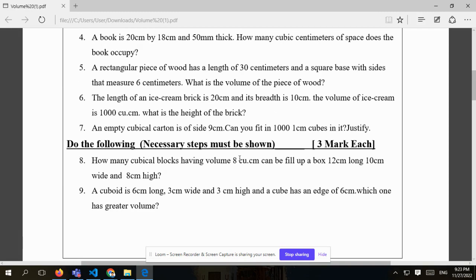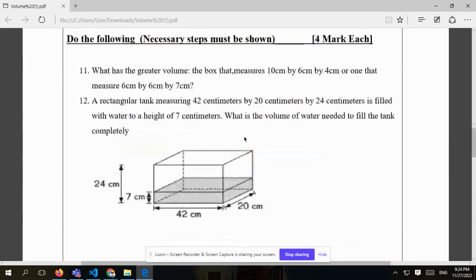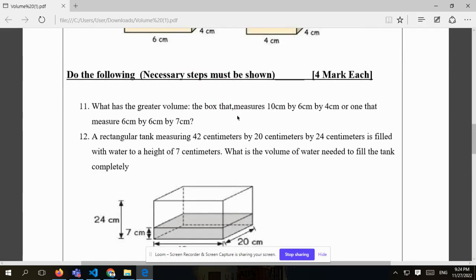Okay, the length of an ice cream brick is 20 and width is centimeters. Ice cream brick means what? Kind of cuboid, I think. The volume of ice cream is given. What is the height of the brick? Very simple problem. Height is volume divided by L into B. So 1000 divided by 200, which is equal to 5. The answer is 5. Very simple.